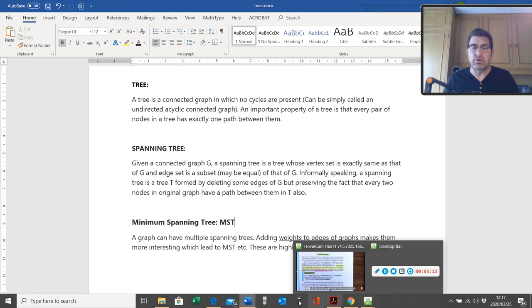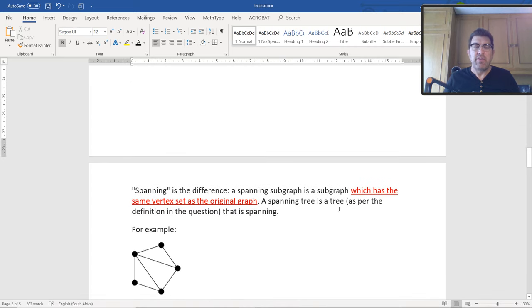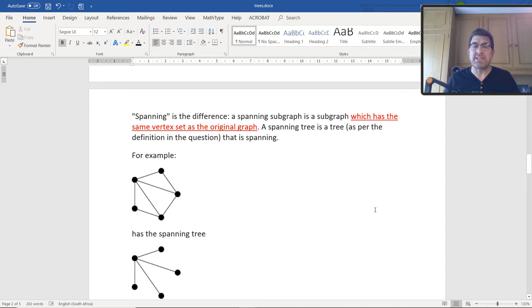So let us look at what I have prepared for us. The first thing, just to make sure you understand, is the idea of spanning. A spanning subgraph is a subgraph which has the same vertex set as the original graph. A spanning tree, as per the definition, is a tree that is spanning. It contains all the vertices.